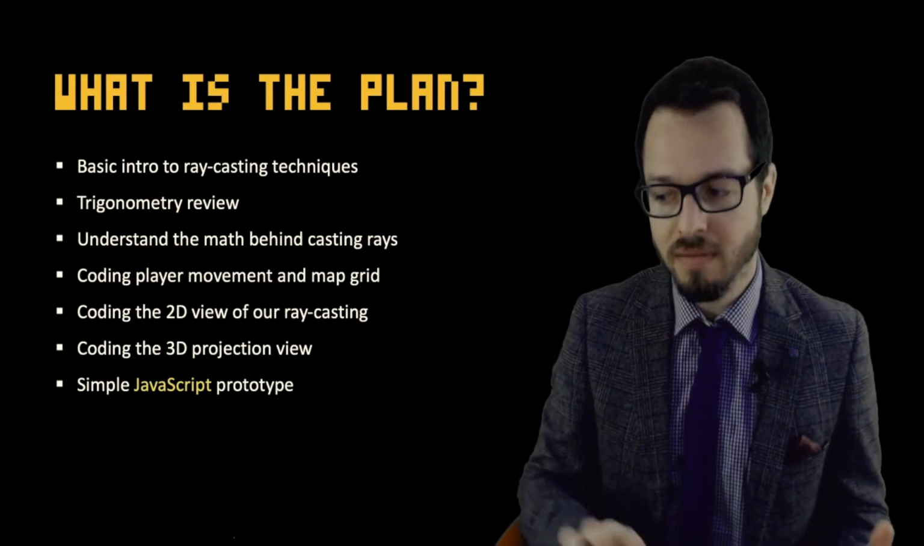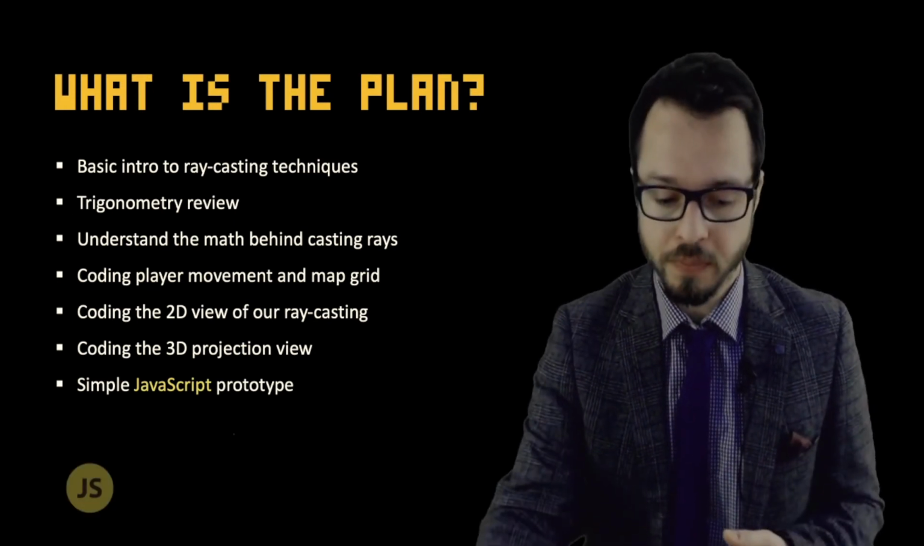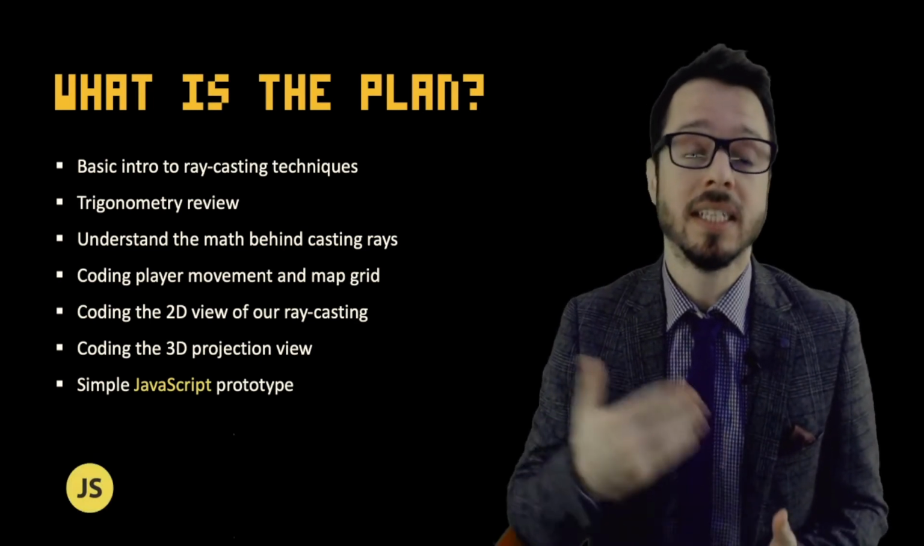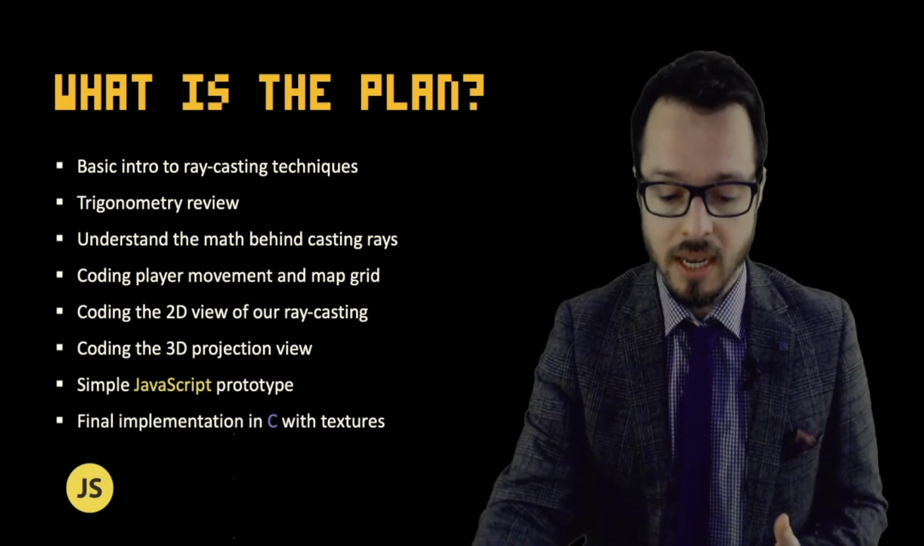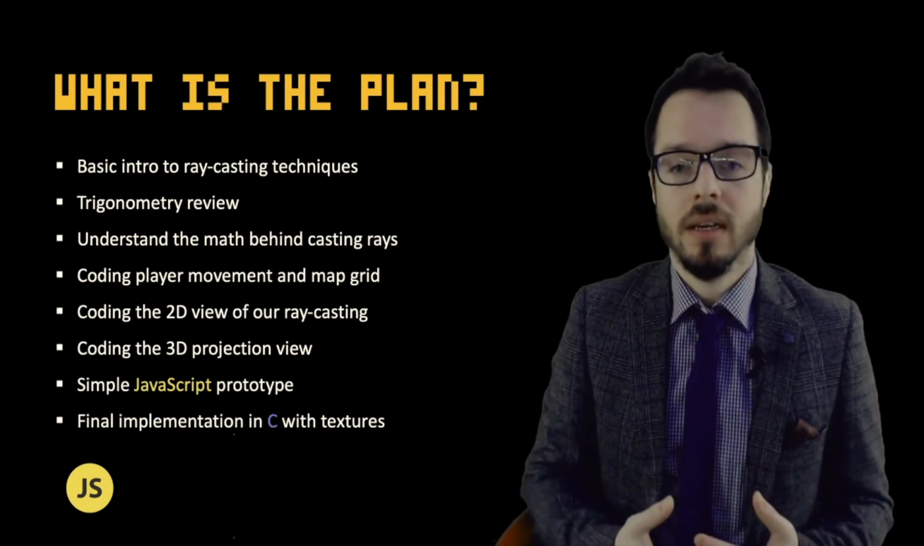We're going to get a functional raycasting engine using JavaScript in our browser. So JavaScript is going to be the first part of the course, and in the second part of the course, I'm going to use a proper language. I'm going to use C.